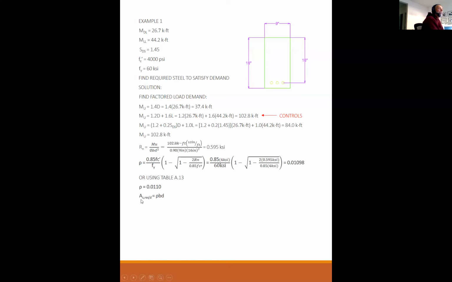So my steel required is rho times b times d. I need 1.58 inches squared of steel by design. You can go to your tables and look up the area of 1 bar and divide by the number of bars. However you choose to get to your total, I'm going to choose 3 number 7s. 3 times 0.6 gives me 1.8 inches squared.